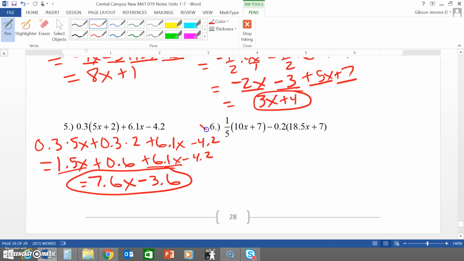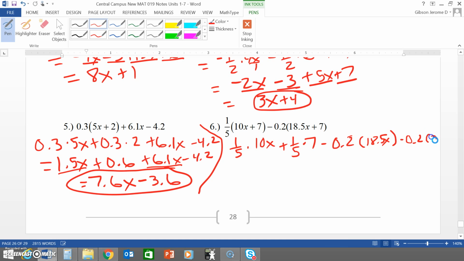Now we come here to number 6. Now we would take 1/5 times 10x plus 1/5 times 7 minus 0.2 times 18.5x minus 0.2 times 7. So now 1/5 of 10x is 2x. You put that over 1 and multiply it. 1/5 times 7 is 7/5. And then minus 0.2 times 18.5 will give us a minus.